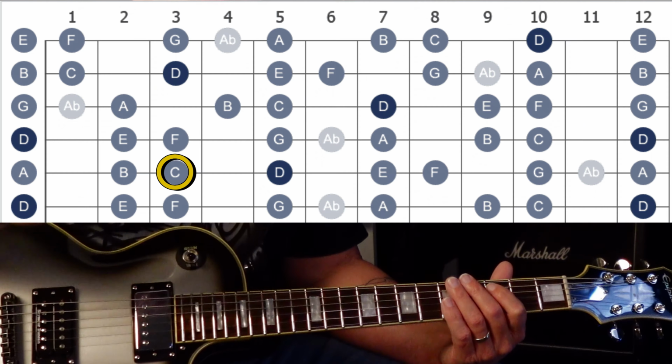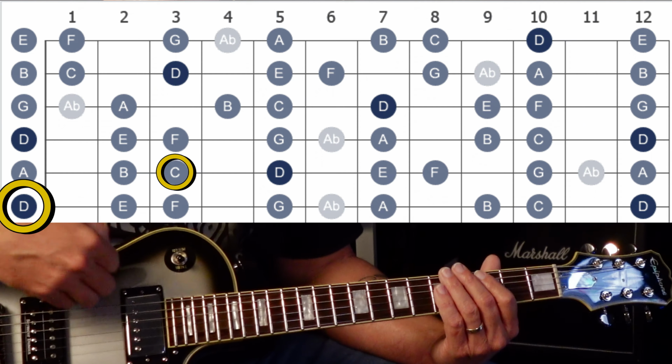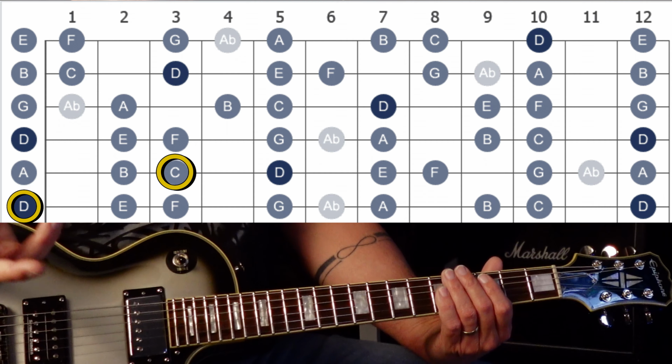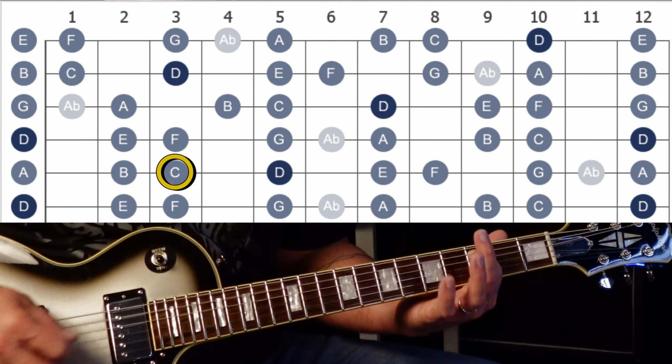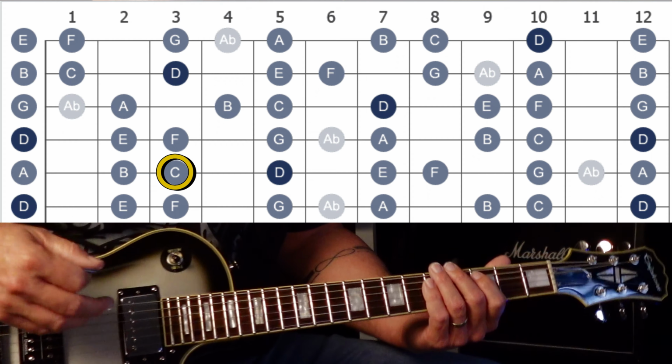And by the way, this is all drop D tuning. I always tune the top string to D because most Tool songs are tuned that way. So that means that this is always C. I don't care where you are on the fretboard. That is C.